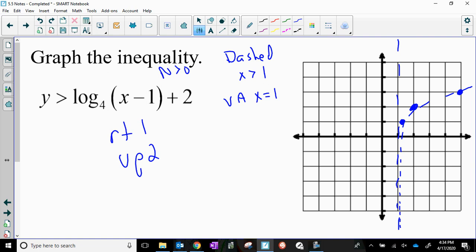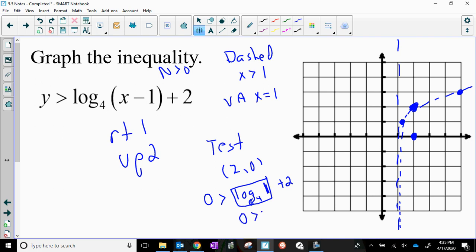Okay, so now we've got to do a test value here. So the key point, the locator point, was where 1, 0 gets transformed to. So what I'm going to do for that one is pick something above or below it. I like to get 0 as one of my coordinates if possible. So I'm going to test the point 2, 0. Let me put 0 in for the y. This becomes log base 4 of 2 minus 1, which is 1. And we should know that log of any base of 1 is 0. So we get 0 is bigger than 2. That is a false statement.